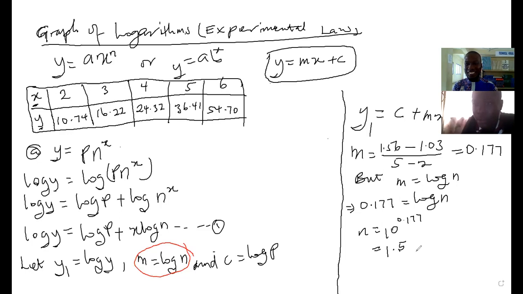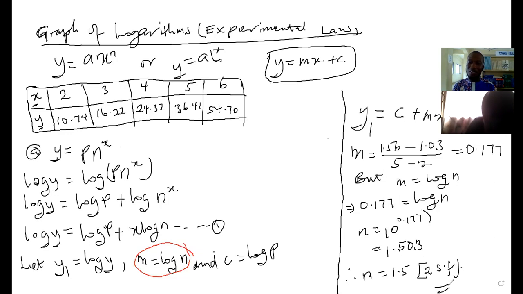I was saying that we run the final answer to the given number of significant figures we were given. The answer is 1.503. Then now we conclude, they say what? Two significant figures, right? Yes. So therefore our n will be 1.5 to two significant figures.